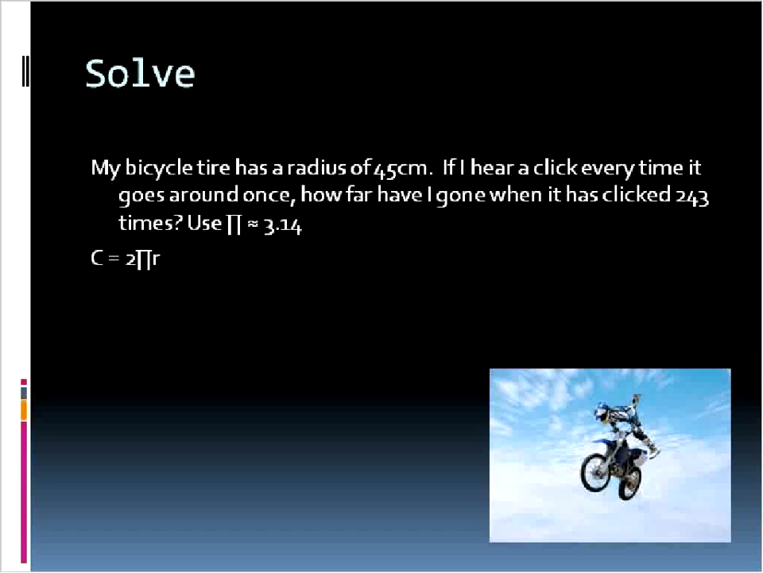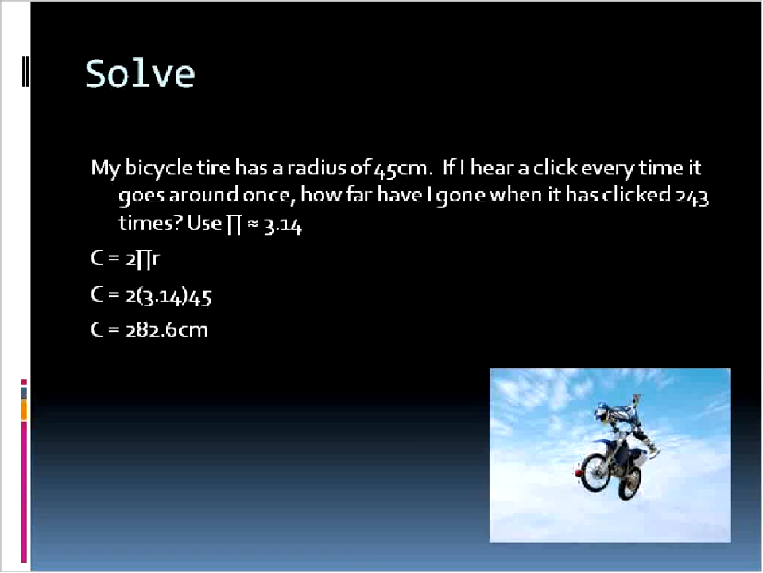Use our circumference equation. Circumference is equal to 2 times pi times the radius, because we're given radius. We can substitute the value of 45 centimeters right into that equation, and we can substitute the value of 3.14 into our equation. Multiply that out and get our answer. We know that the circumference is equal to 282 centimeters. That's the circumference of our bike tire.